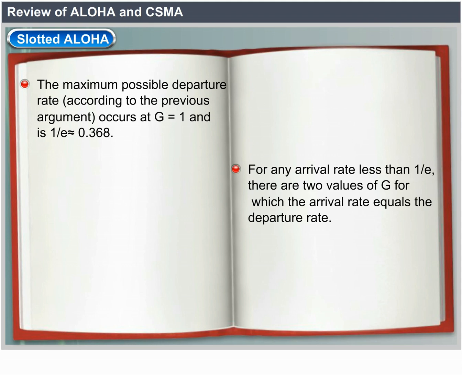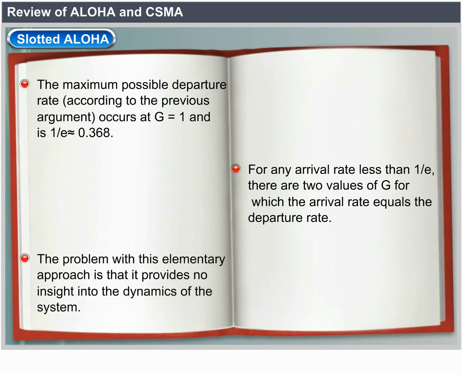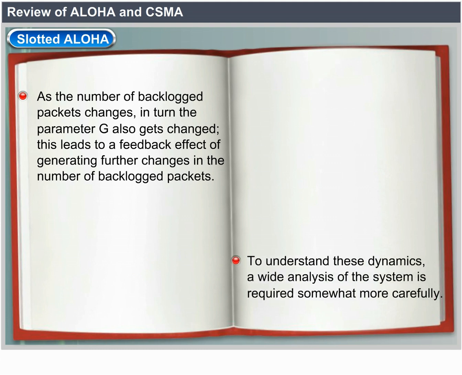For any arrival rate less than 1/e, there are two values of g for which the arrival rate equals the departure rate. The problem with this elementary approach is that it provides no insight into the dynamics of the system. As the number of backlogged packets changes, the parameter g will change. This leads to a feedback effect, generating further changes in the number of backlogged packets. To understand these dynamics, we will have to analyze the system somewhat more carefully.